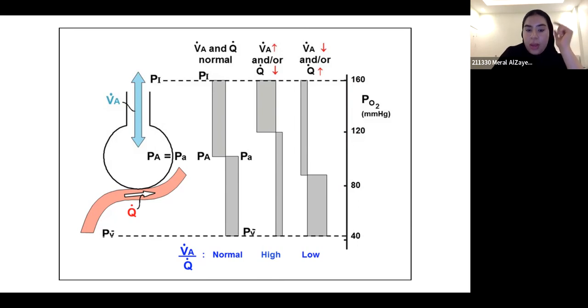Yeah. Okay. So if you get that part, here you can actually see in the diagram. So this is the normal, okay? And the normal PO2, the normal partial pressure of oxygen in the arterial and in the alveoli, is 100. Do you see that here? The value is 100. This is the normal.